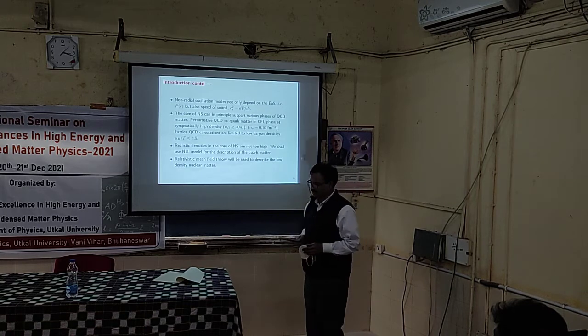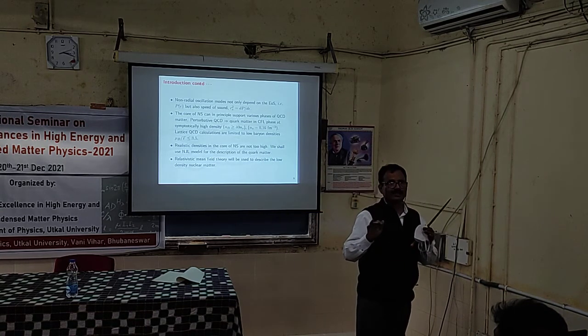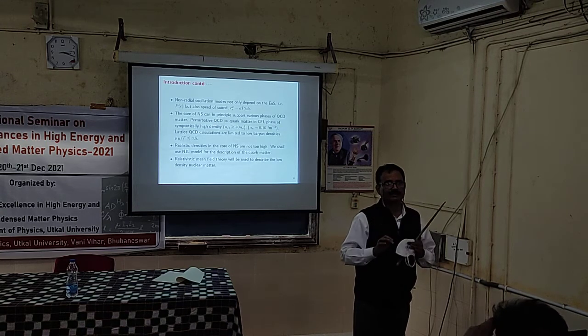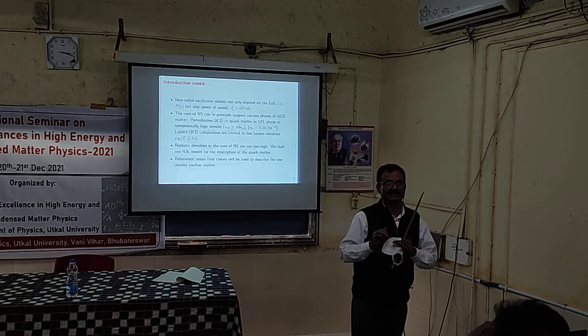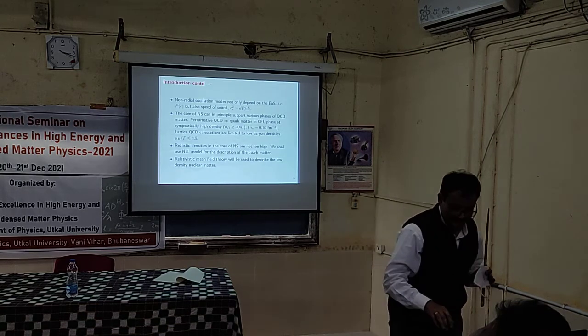So we try to look into the structure of the neutron star by giving a concrete example. You take a nuclear equation of state and a quark matter equation of state, do a phase transition, and see what is happening.